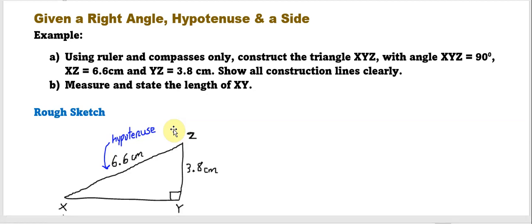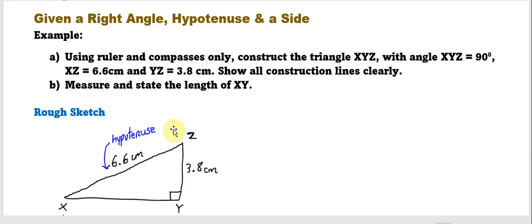So this question points out that we have a triangle XYZ with angle XYZ as 90 degrees. The side XZ is 6.6 centimeters and YZ is 3.8 centimeters. So we are to construct this using ruler and compass only, showing all construction lines clearly. And at the end of this, we should measure and state the length of XY.